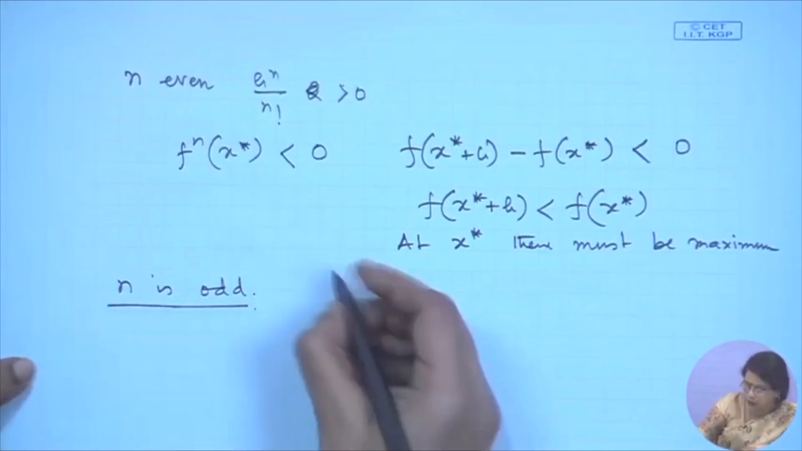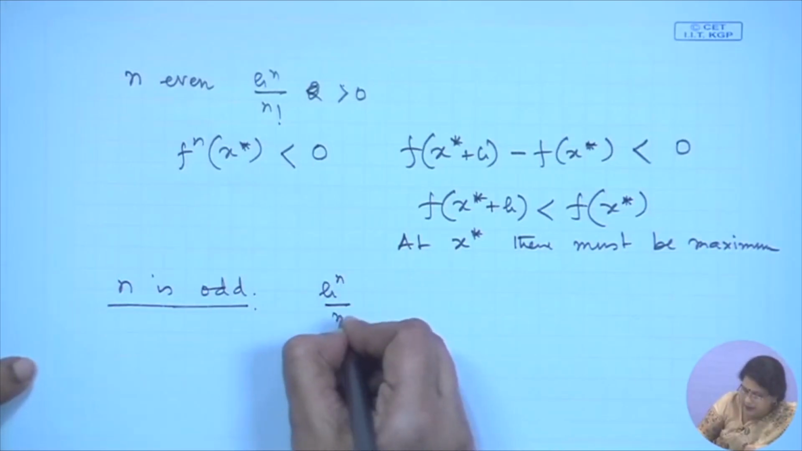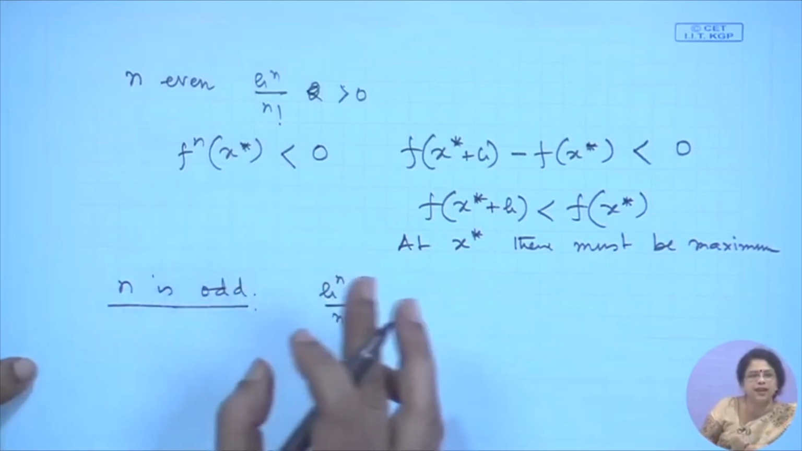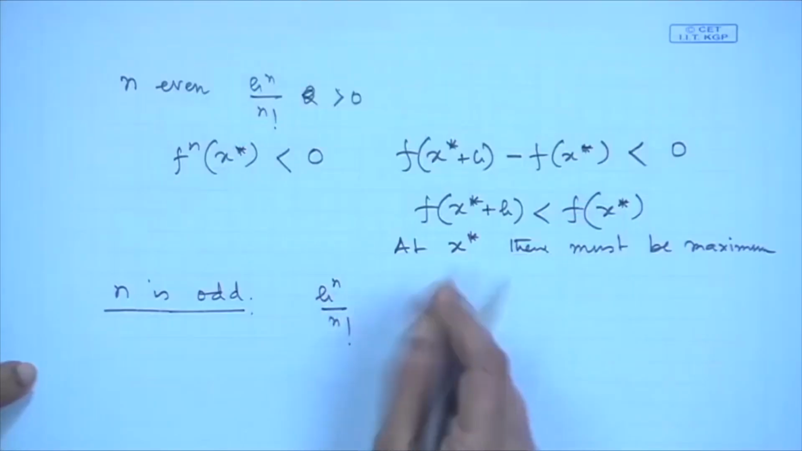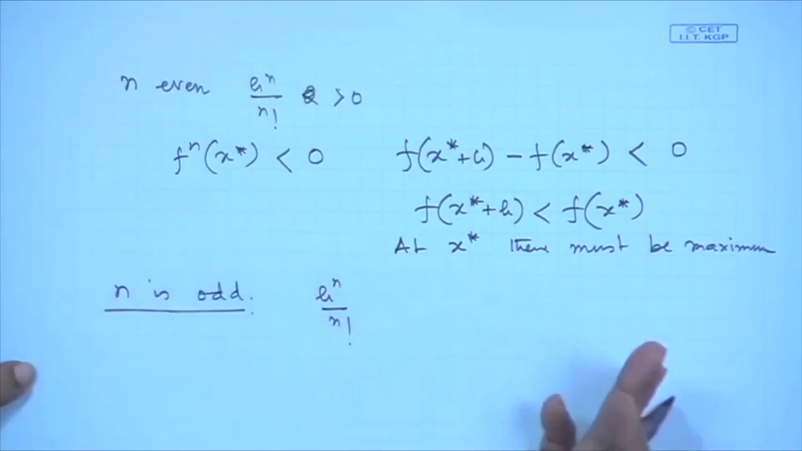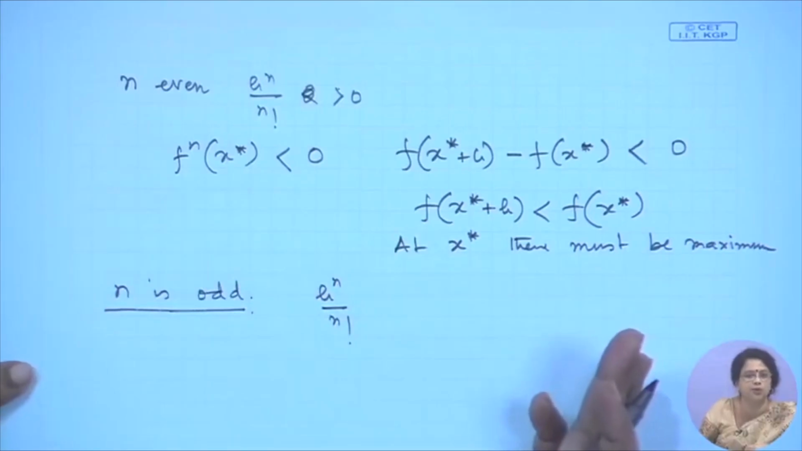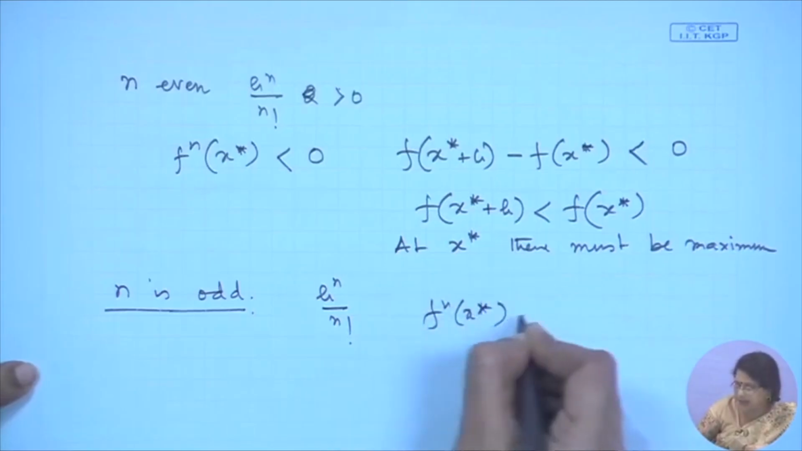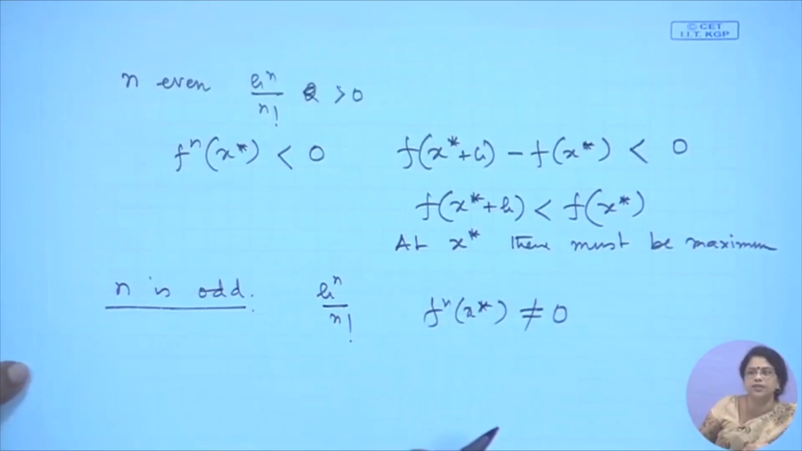If n is odd, you see we are having h to the power n by n factorial. Depending on the h value, this value will change its sign, positive and negative, positive and negative. That is why we cannot conclude anything, whether f n x star is positive or negative. We cannot conclude that the function is having a minimum or maximum. That way we reach the sufficient condition.